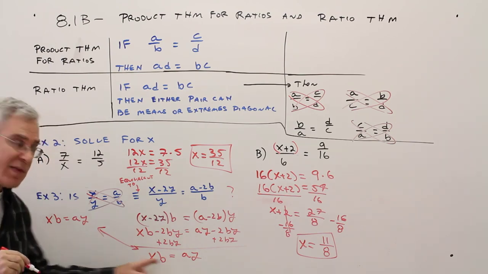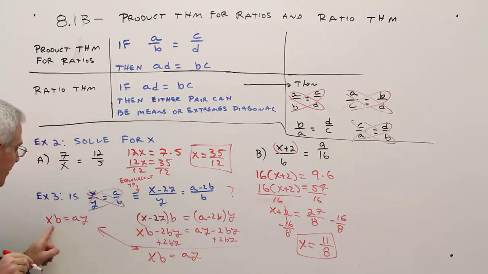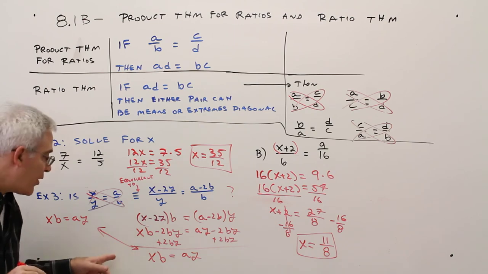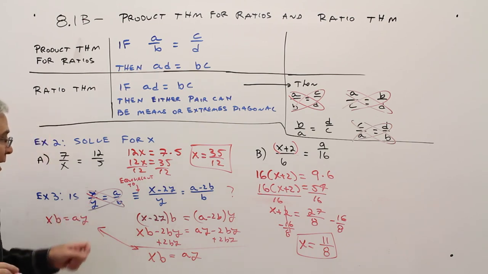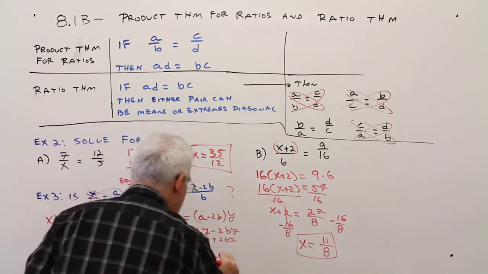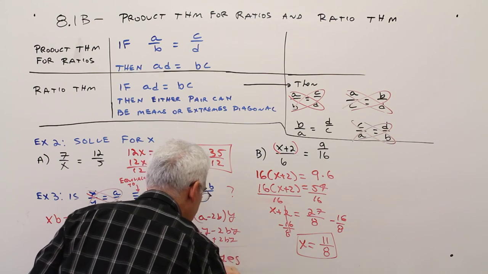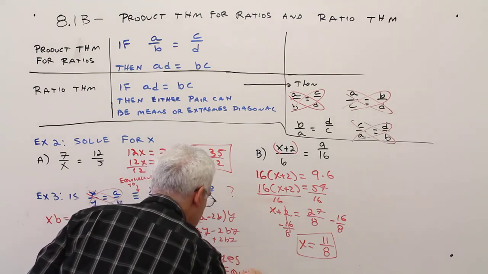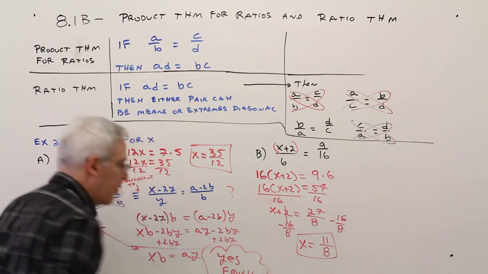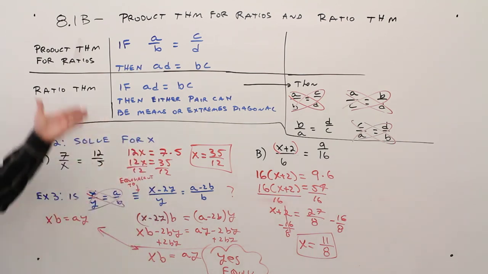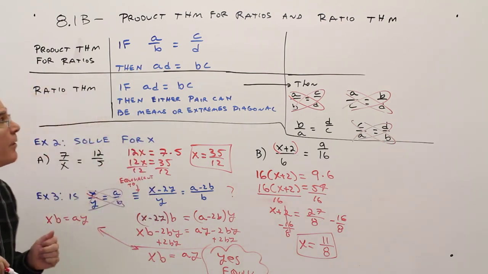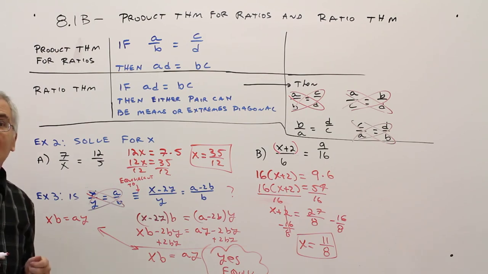So since I get the same exact cross multiplication result, I can say that they are equivalent. So my answer would be yes, equivalent. And there you have it, a few more theorems and examples on products and ratios.